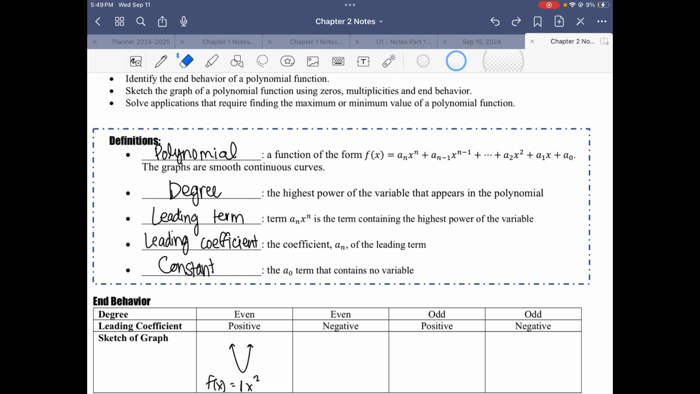For an even negative, we do something similar, but we do it with negative x squared. Again, that 2 is even, but the negative 1 flips it upside down. So when you have an even degree polynomial with a negative leading coefficient, both ends are going downward. For odd positive, we think x to the third, which looks like this. So we've got on the left side it going downward, on the right side it going upward, just like x to the third. And for odd negative, it looks something like this. That one's a little squiggly, I apologize. But it should start at the top and head downward as it goes to the right.